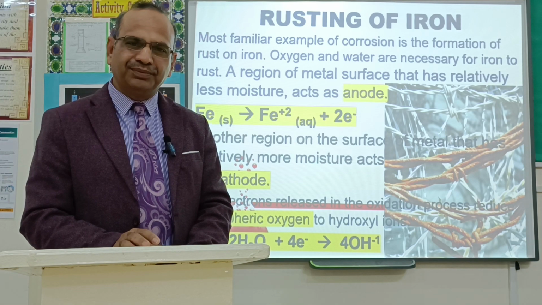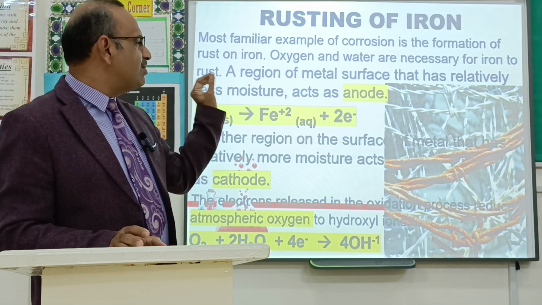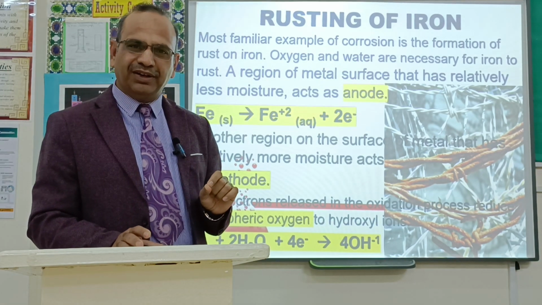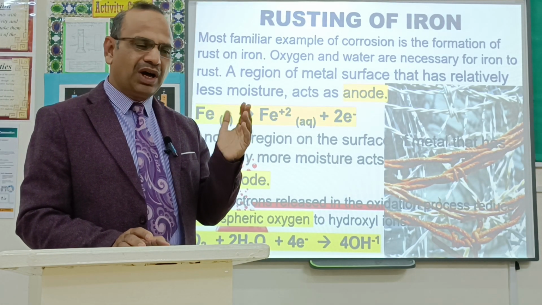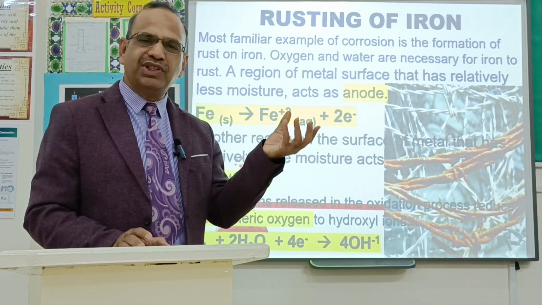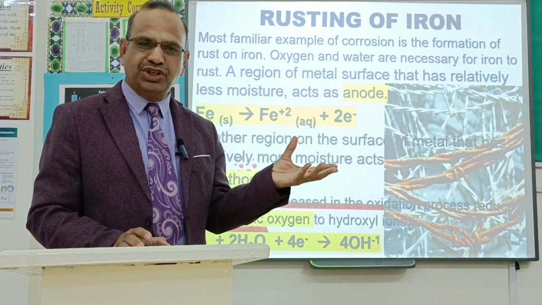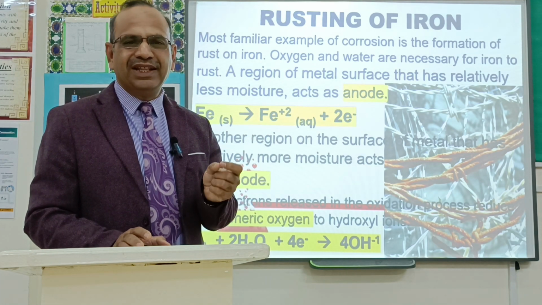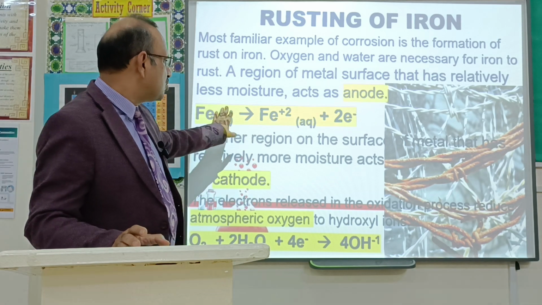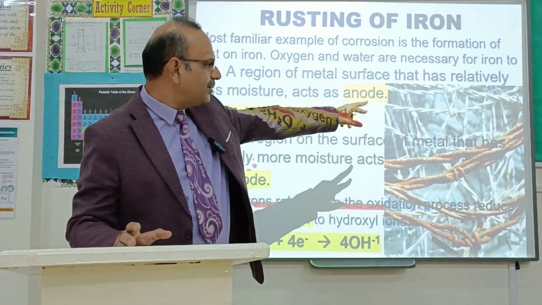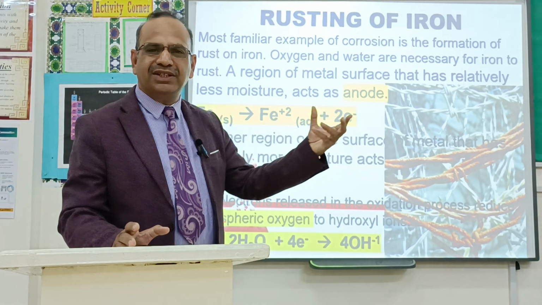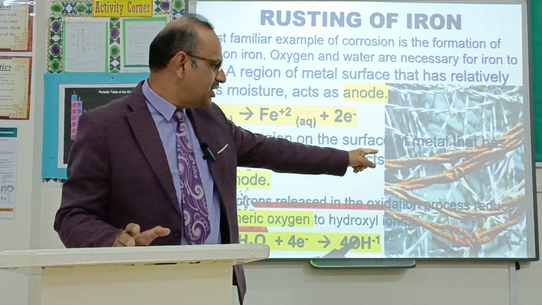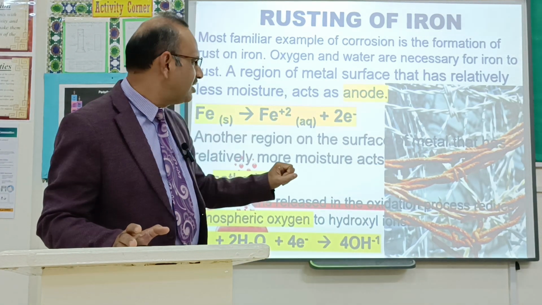Rusting of iron. The most familiar example of corrosion is the formation of rust on iron. In the start, when iron reacts with the moisture and oxygen, it forms iron oxide, reddish brown in color, that is called rust. So look at this one, this is a normal iron, it is gray in color, but when it changes into iron oxide, it is brownish in color, that is called rust.